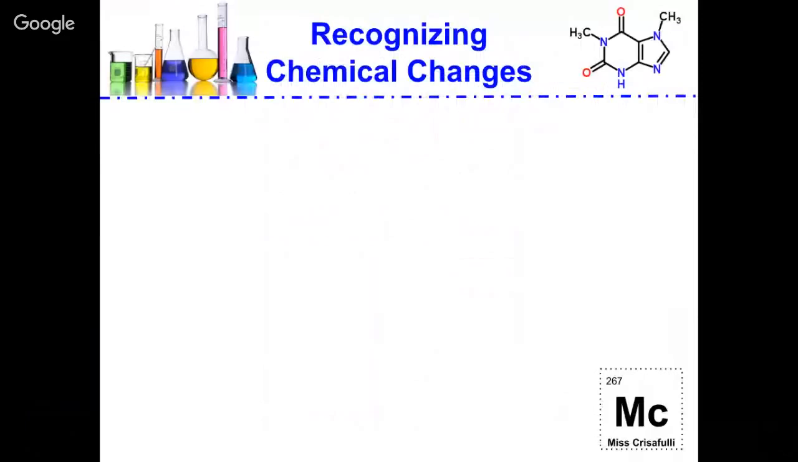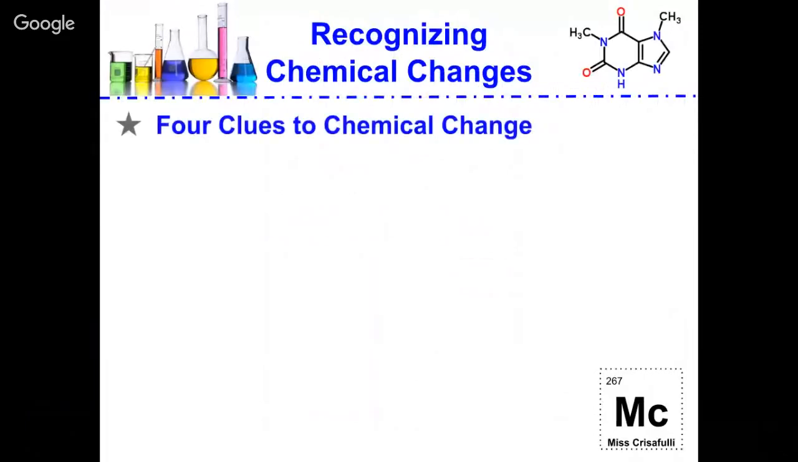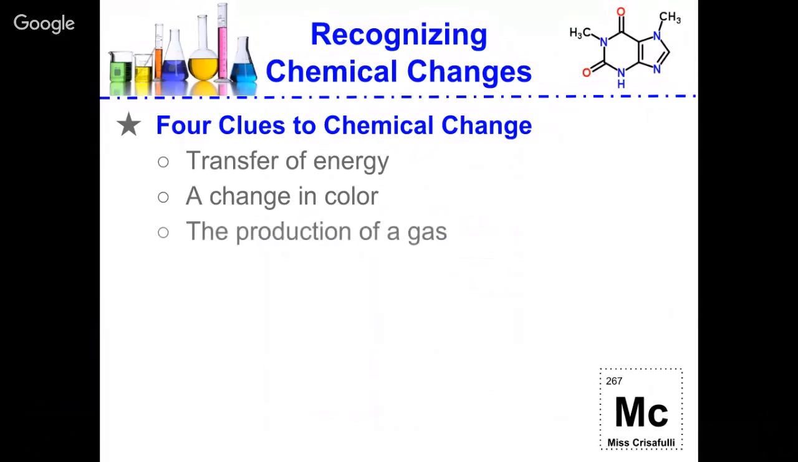Now, how can we recognize chemical changes? There are 4 clues that can lead to us understanding if a chemical change has occurred. The first is the transfer of energy. The second is a change in color, the third is the production of a gas, and the fourth and final one is the formation of a precipitate. Let's talk about these more in detail.